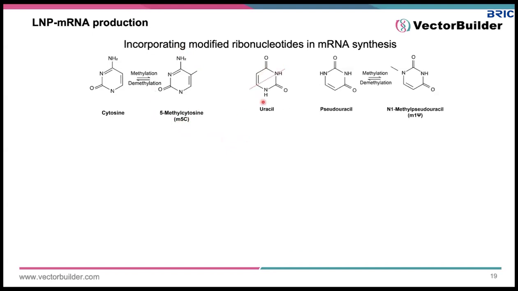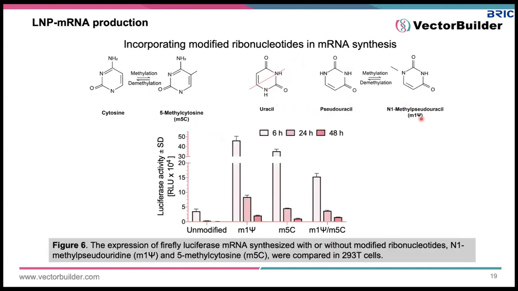And uracil can also be modified by flipping this structure surrounding this red line 180 degrees, that will generate a pseudouracil, which can be further modified by methylation to generate M1 pseudouracil. And in this experiment, we generated 4 types of different mRNA that were made with unmodified or modified nucleotide. And by comparing the modified and unmodified mRNA expression in 293T cells with the one made with M1 pseudouracil, you can see that the one with modified nucleotide had 10 times higher expression in 293T cells.